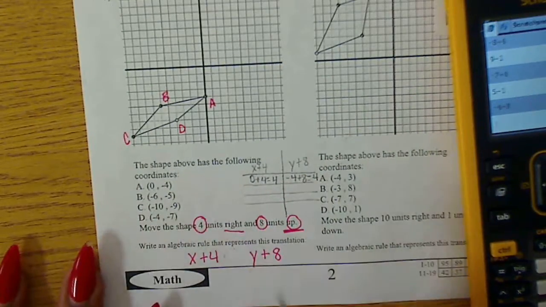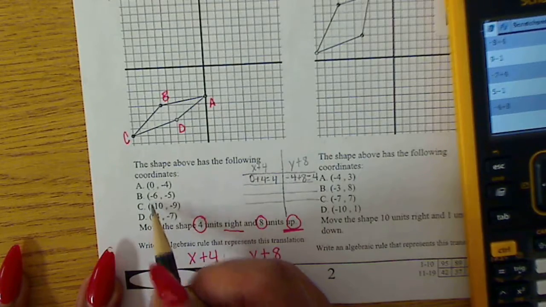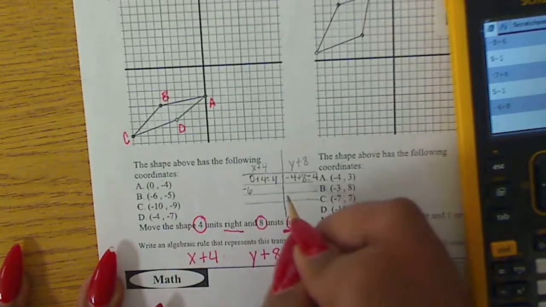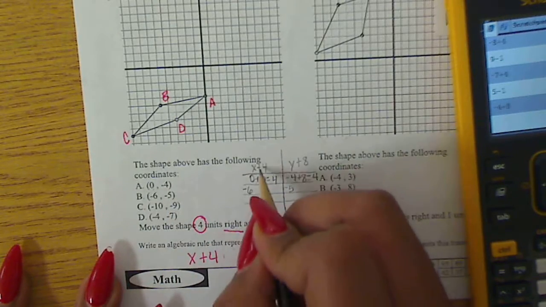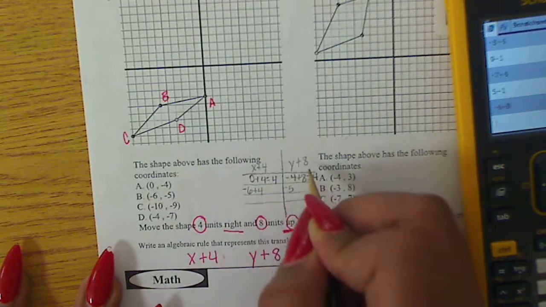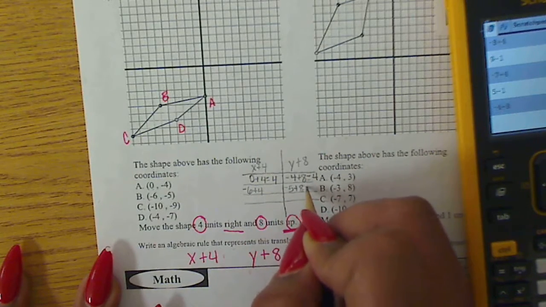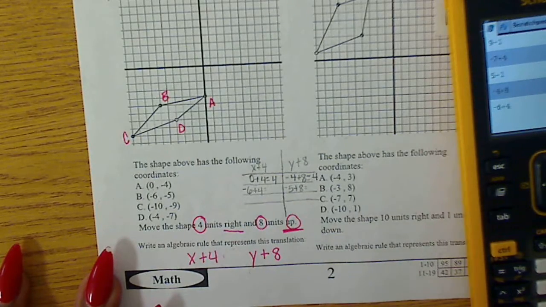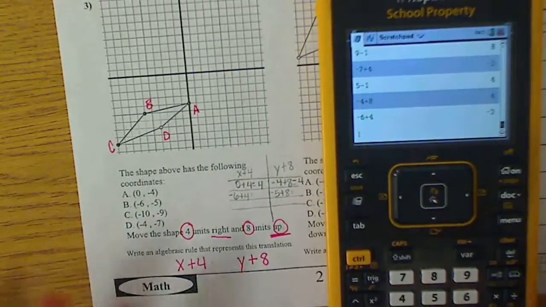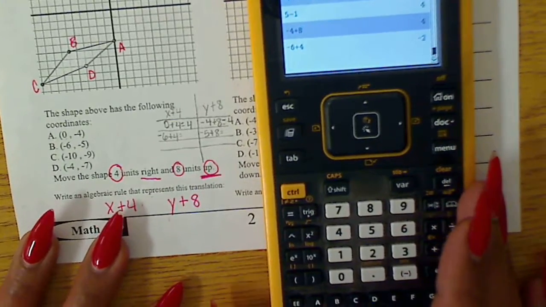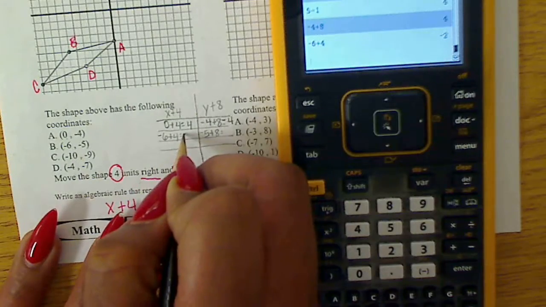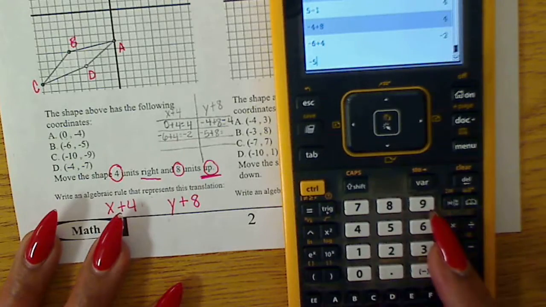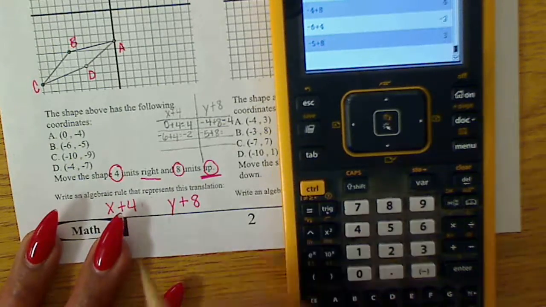Okay? My B coordinate. What is my value of X? -6. And what is my value of Y? -5. So I add 4 to my X, and I'm going to add 8 to my Y. -6 plus 4. You should have gotten -2. And then I have -5 plus 8. -5 plus 8 is 3.